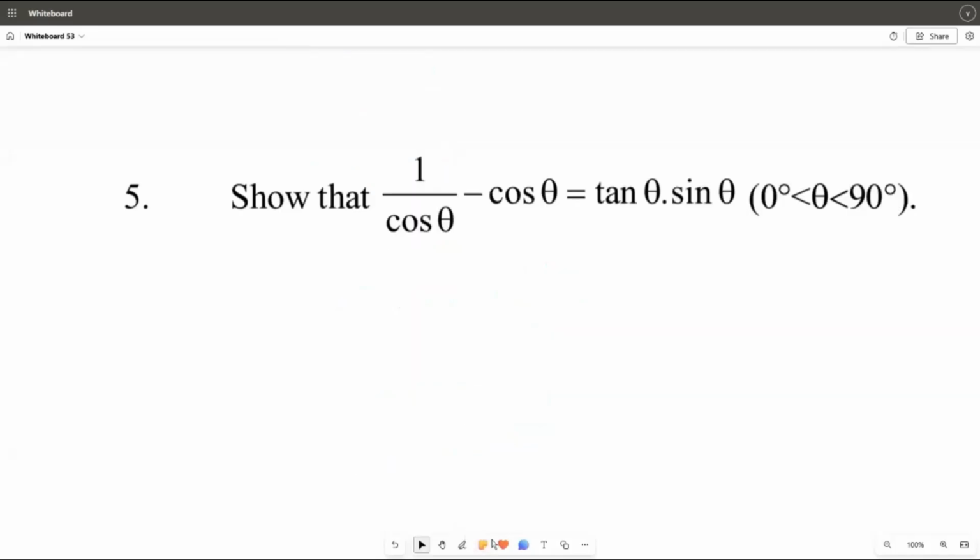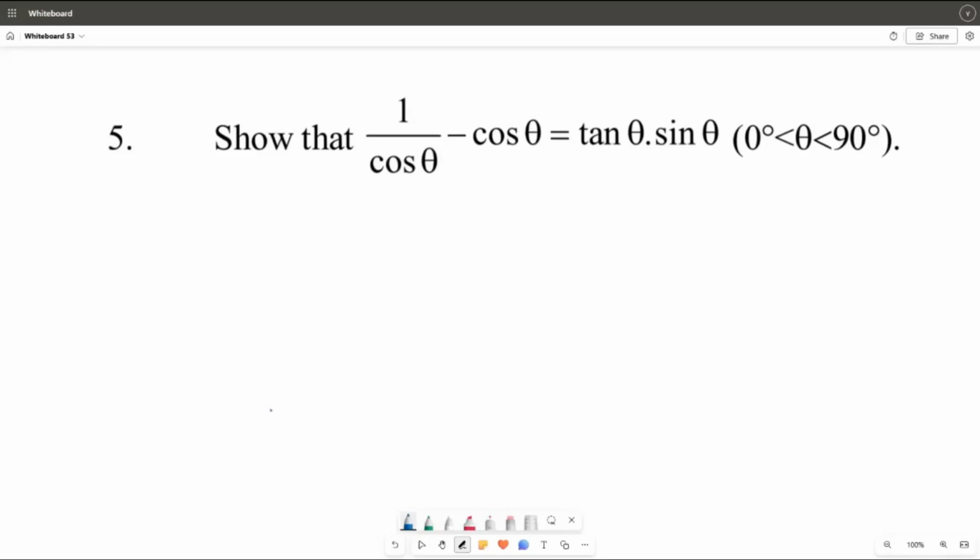So the fifth question of exercise 11.4 says that show that 1 minus cos square theta by cos theta is equal to tan theta into sin theta if theta is between 0 and 90 degrees. So if theta is an acute angle, show that 1 by cos theta minus cos theta equals tan theta into sin theta. So let's initially consider the LHS part. LHS is equal to 1 by cos theta minus cos theta.